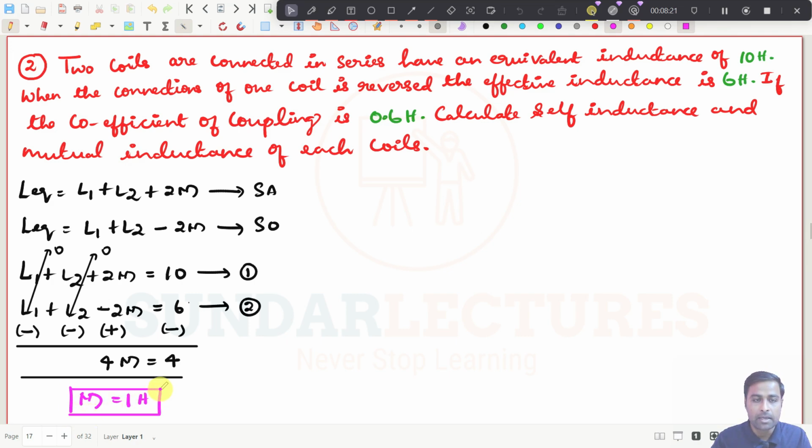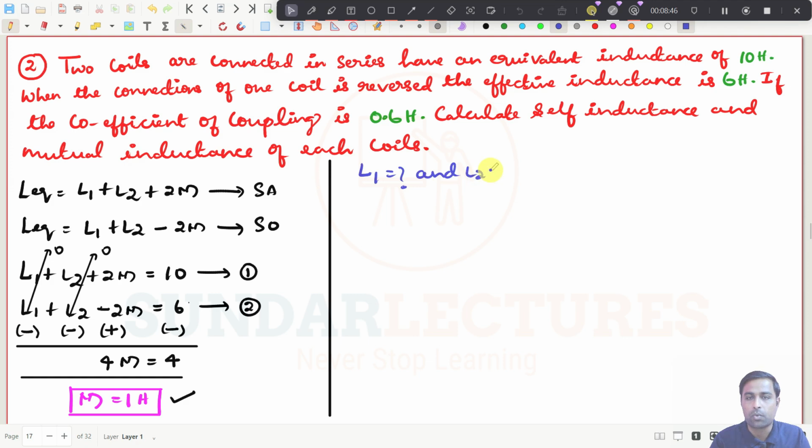See, one thing you need to understand. What is the question they have asked? They asked you to find the coefficient of coupling value they have given. Calculate the self-inductance and mutual inductance. We have got the mutual inductance value, and we need to find the self-inductance. How will you find the self-inductance? You need to get L1 and the value of L2, right? So what have they given you here? They have given you the value of K.